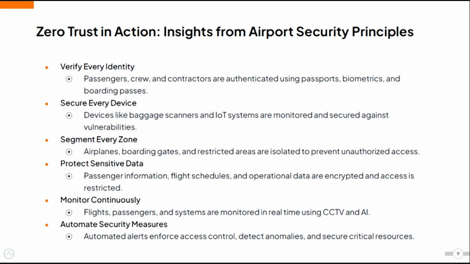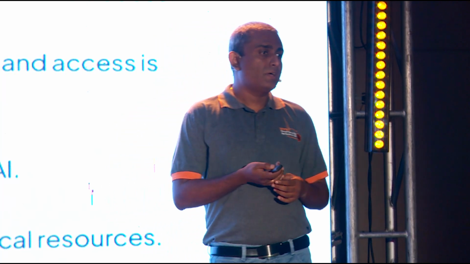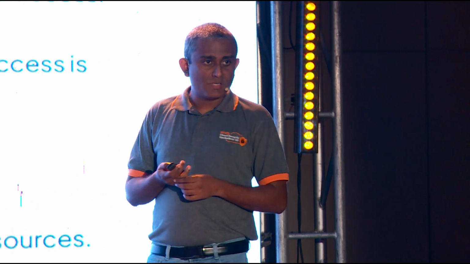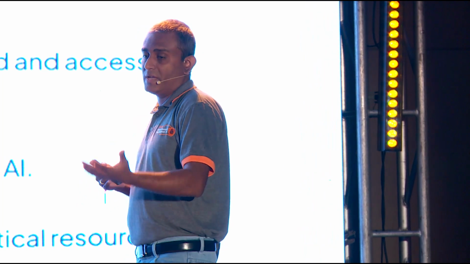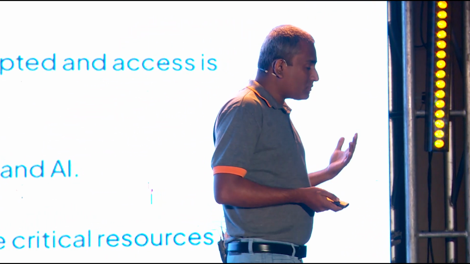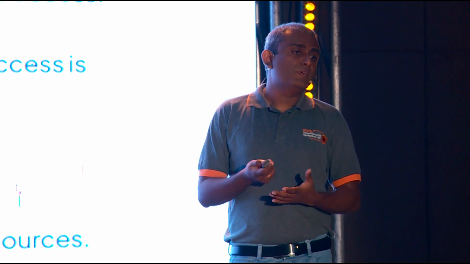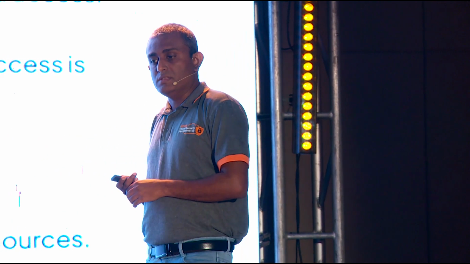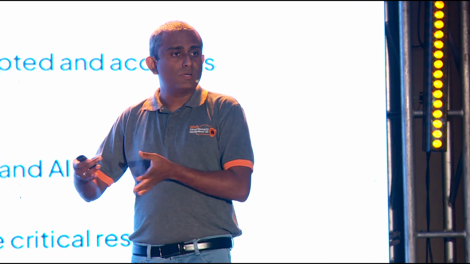So assume in the airport there was only one checkpoint where all the passengers, crew members and contractors are authenticated and given access to the airport. How disastrous it would be. They would be able to access the planes, and they would go to the other restricted areas if we don't have multiple layers of security. So that's where the segmentation of every zone matters, right?